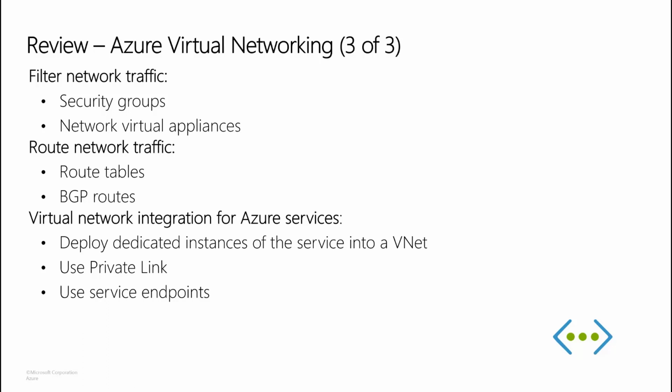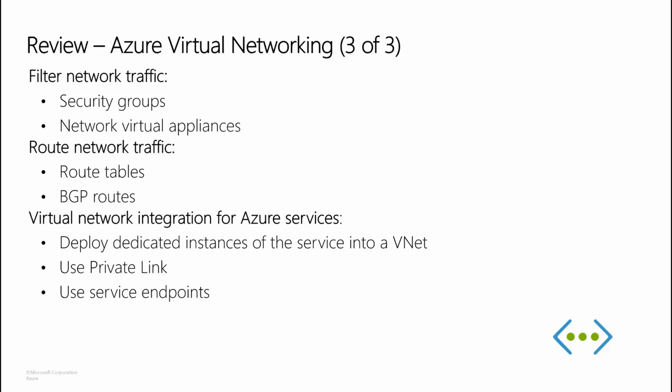Next one is BGP routes. If you connect your virtual machine to your on-premise network using Azure VPN gateway or ExpressRoute connection, you can propagate your on-premises BGP routes to virtual networks.